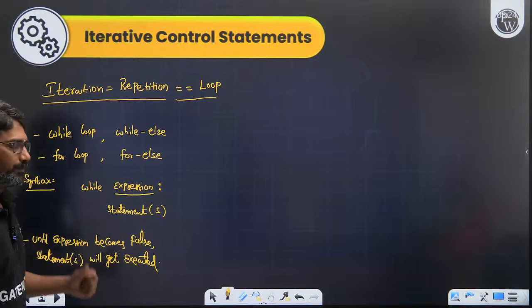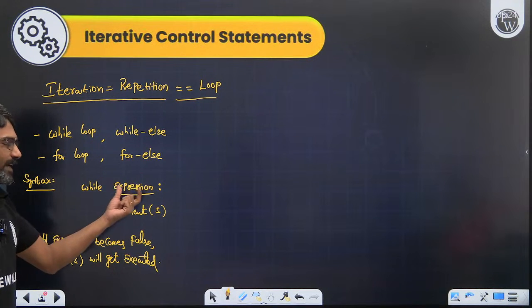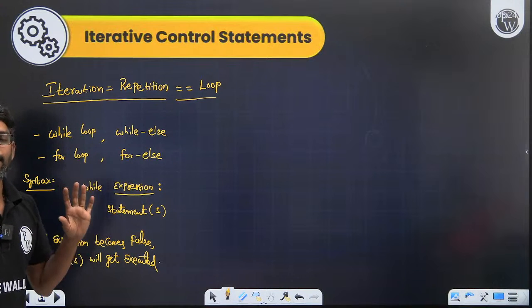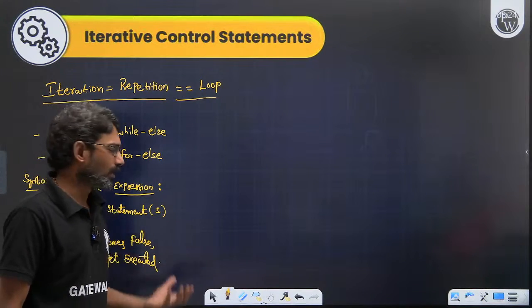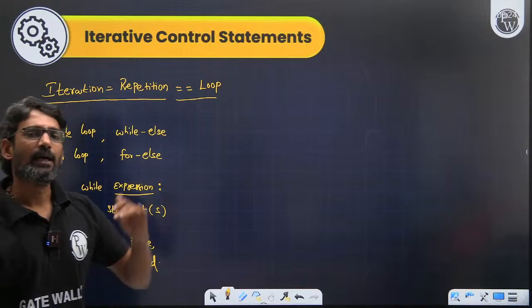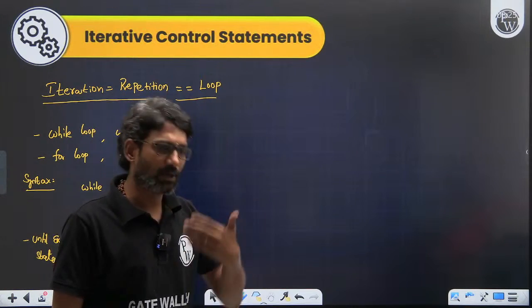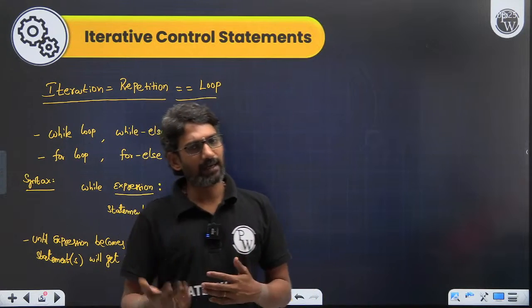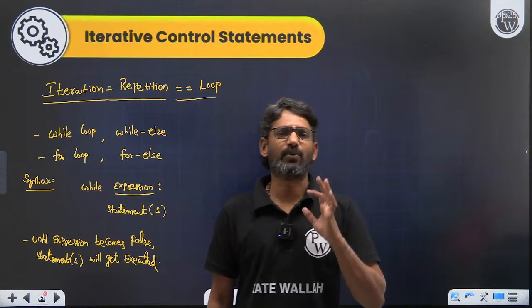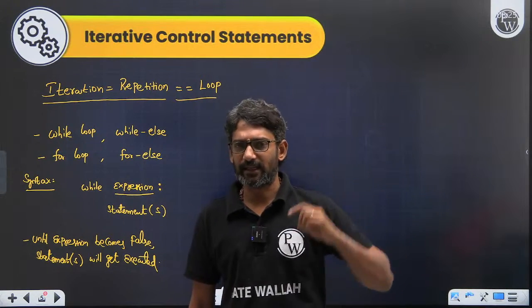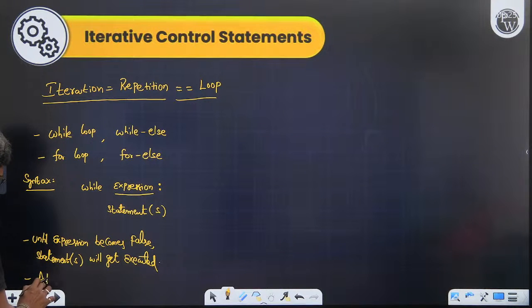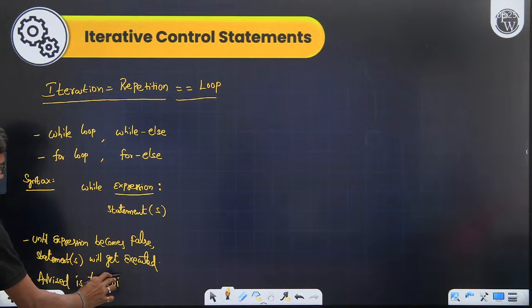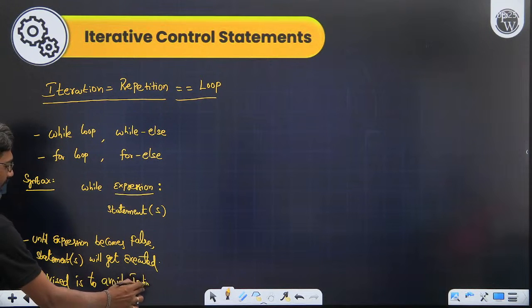Okay, so now this is expression. If the result is true always, then it causes infinite execution. So we should make sure this expression becomes false at a certain point of time. Maybe after 1000 iterations it becomes false, 1 lakh iterations it becomes false, maybe at a certain point, but not infinitely. So it is always advised that we write the statement to avoid infinite execution.